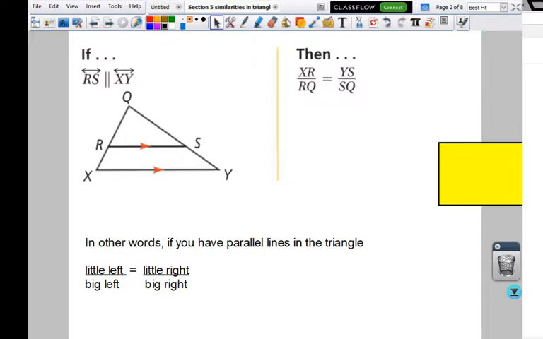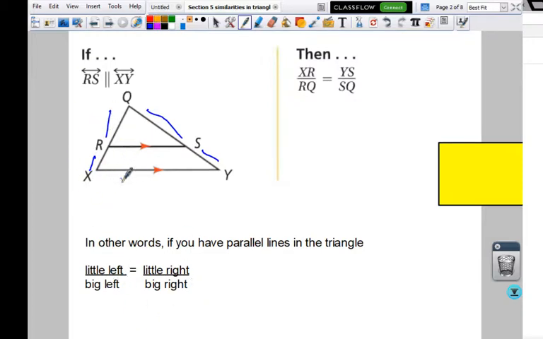Or, in other words, if you have parallel lines in the triangle, the little left over the big left will equal the little right over the big right. Or you can flip it around. It doesn't matter how you start it as long as it's the same.